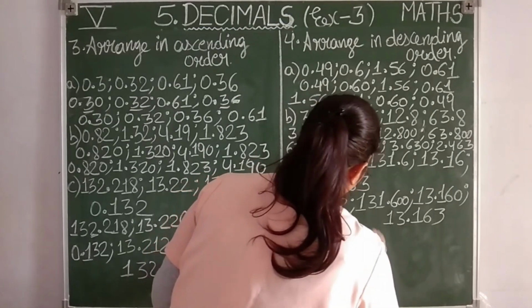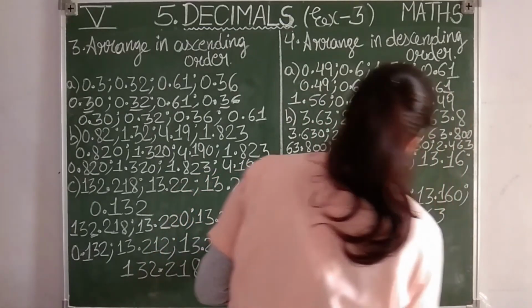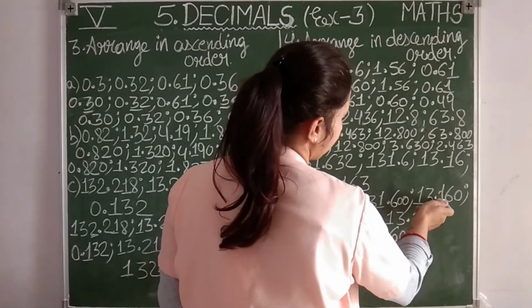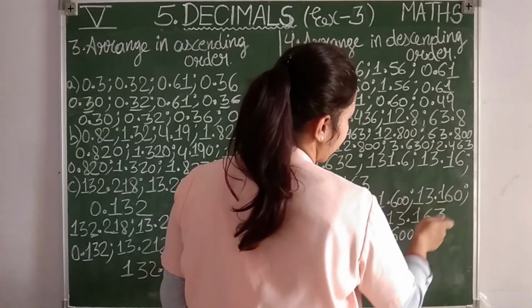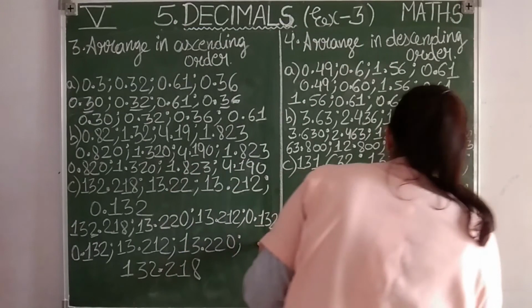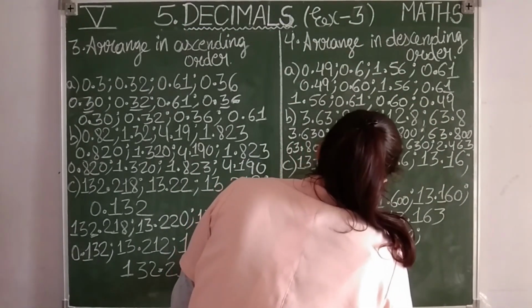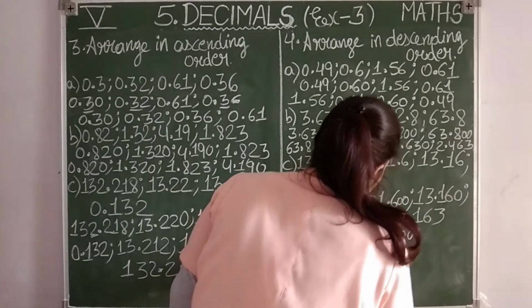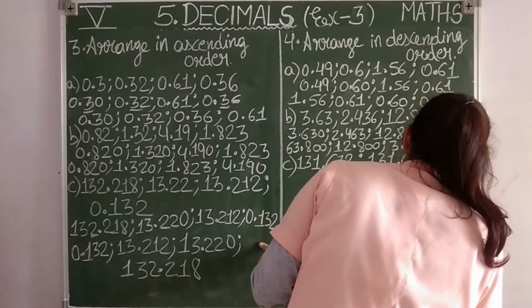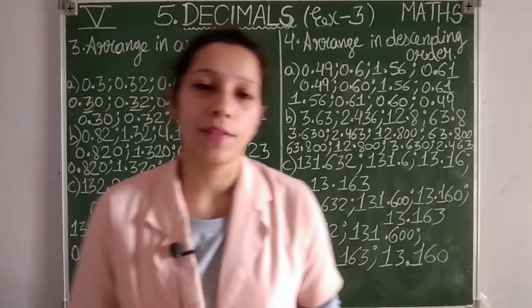Then again 131.600. Then among these two, which one is greater? 13, 13, same here. Tens place 1, 1, hundreds place 6, 6, but thousands place here 163 is there. So students, this will be greater, 13.163. Then at last the smallest number will be 13.160. Clear, students? So with this we have solved question number 3 and 4 also.